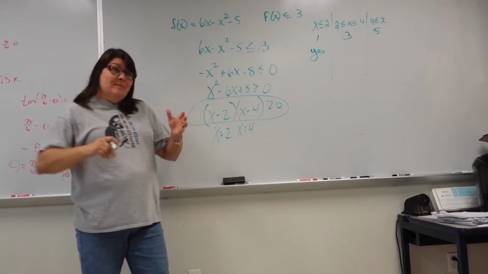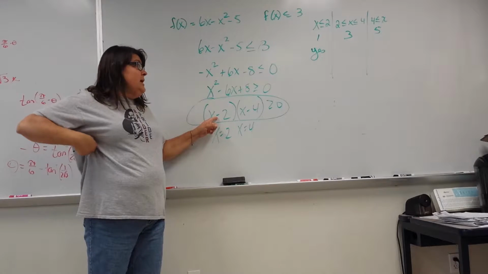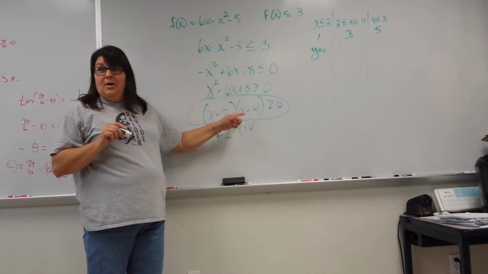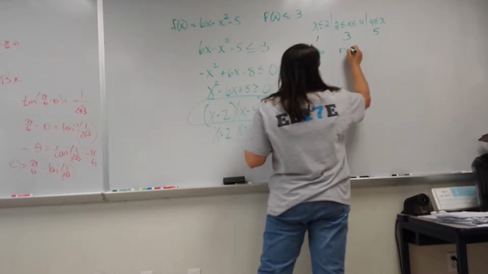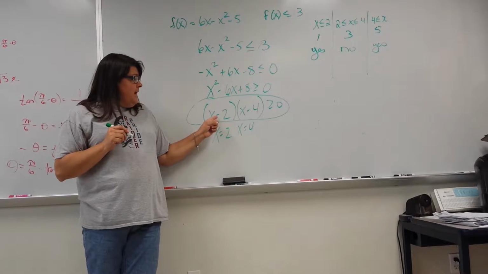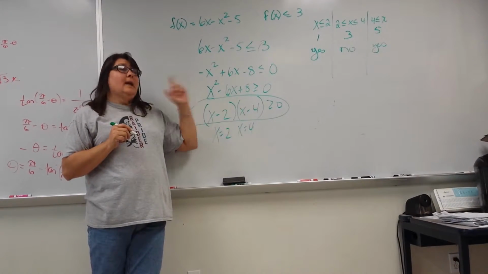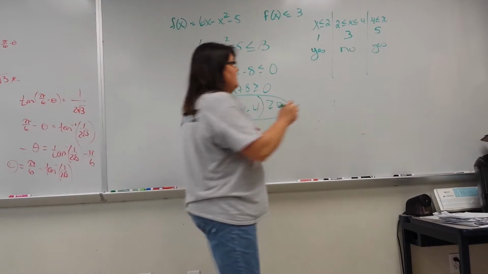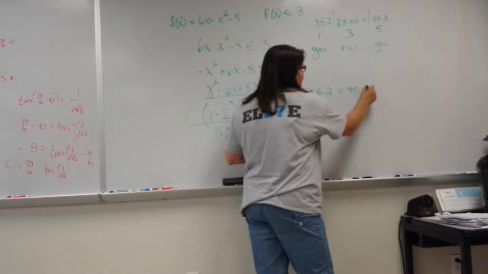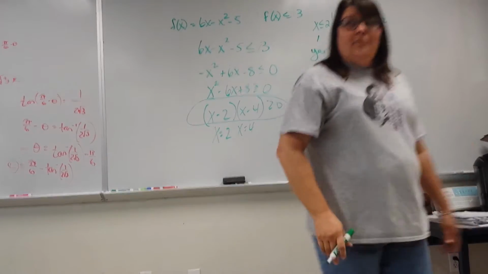Let's make sure. If I plug in 3, I get a positive and a negative, so it's a no. And then 5, that's a positive and a positive, yes. So the answer to this, the intervals, is x is less than or equal to 2 union 4 is less than or equal to x. Everybody good with that?